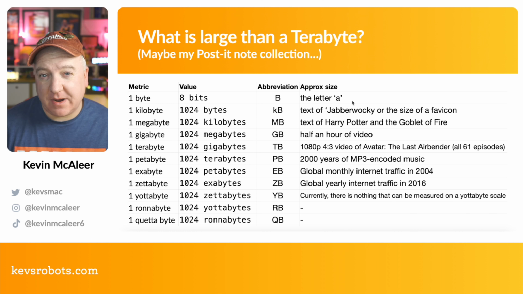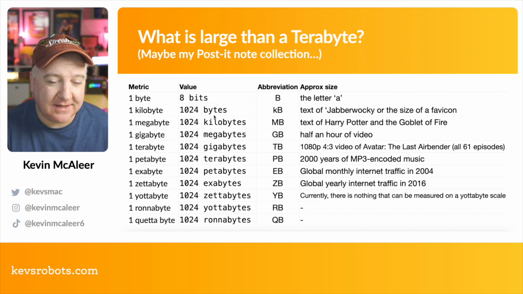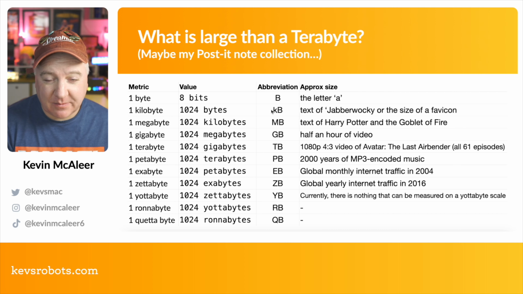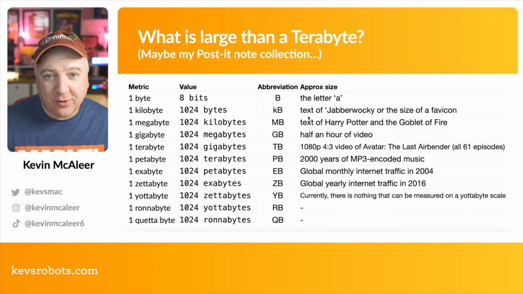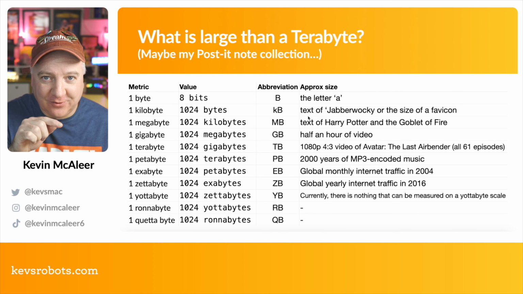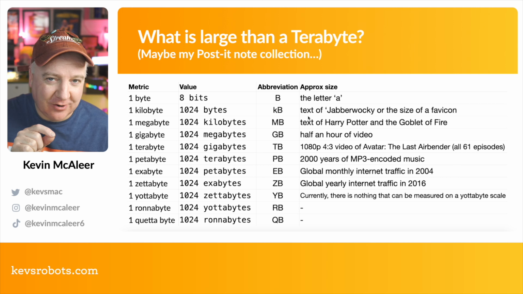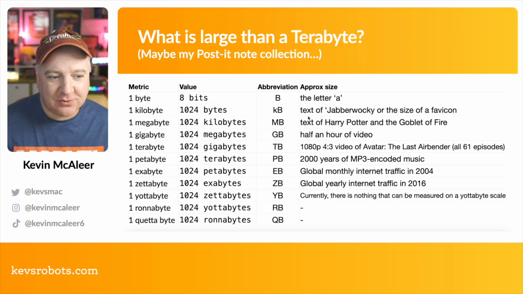The next order of magnitude up then is a kilobyte, so that's 1024 bytes. And the reason it's not 1000 bytes is because we're using binary. That's usually represented with a lowercase k and the capital B, and you could store in 1 kilobyte the entire text of the poem Jabberwocky by Lewis Carroll, or you could store the favicon, the thing on your browser that shows you like a little image of which website you're looking at. You could store that in 1 kilobyte.